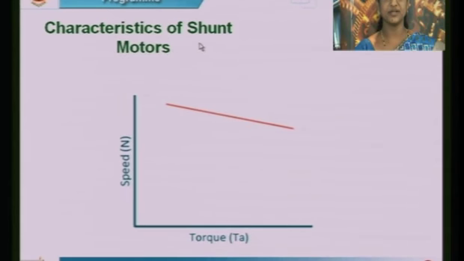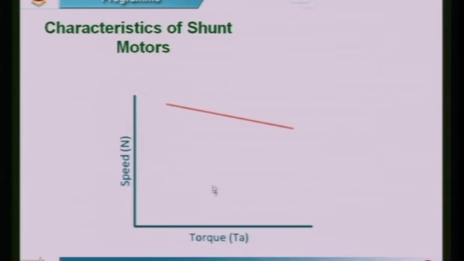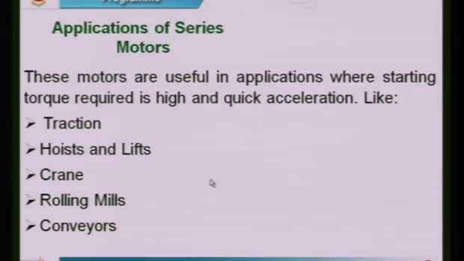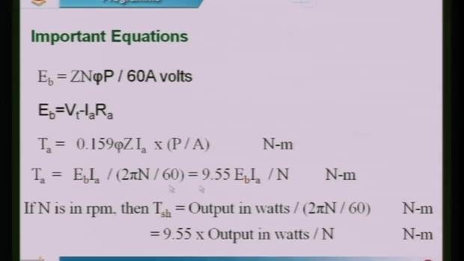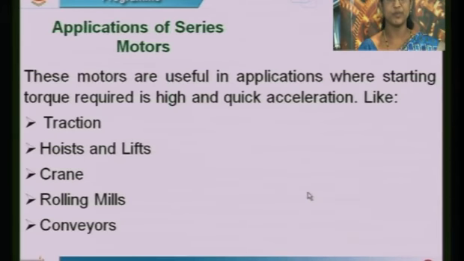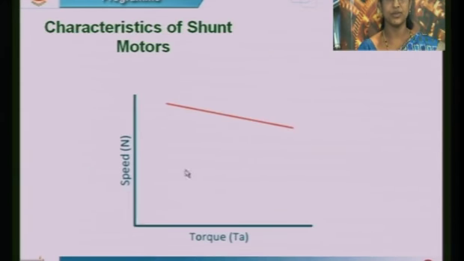Now you see the characteristics of the shunt motor, that is speed versus TA. We know that when we consider the relationship EB IA, TA is equal to 9.55 EB IA divided by N. So you can see that TA is inversely proportional to speed, and that inverse proportion is shown here. So speed is inversely proportional to torque, or torque is inversely proportional to speed.